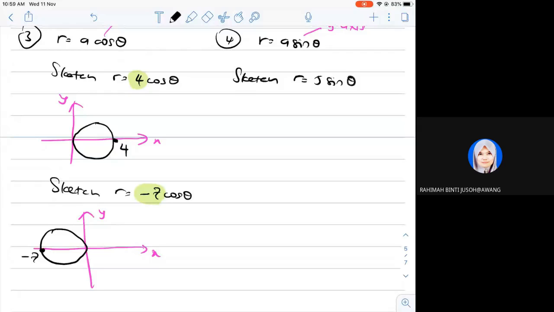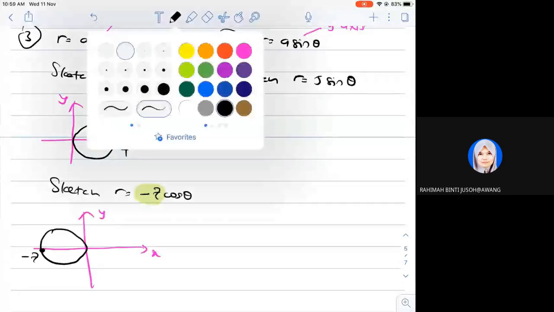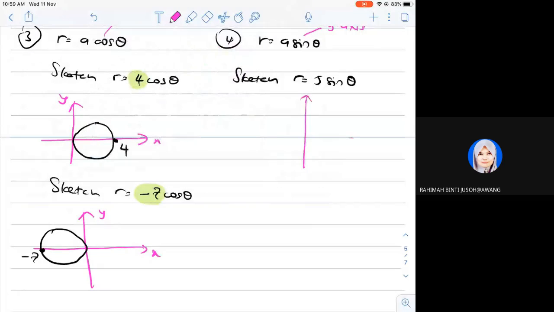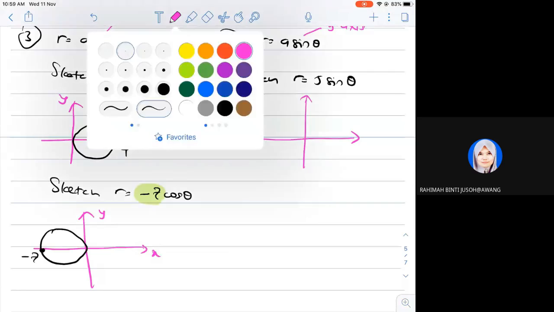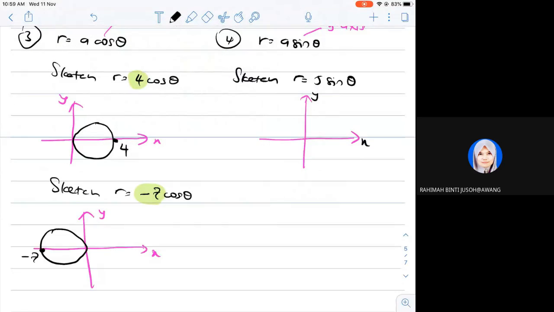So for example, if I give you one question, sketch r equals 5 sine theta. So 5 sine theta, positive 5, of course we will have a circle on the y-axis. So here is x and y. So we have this circle, okay, and the value here should be 5.